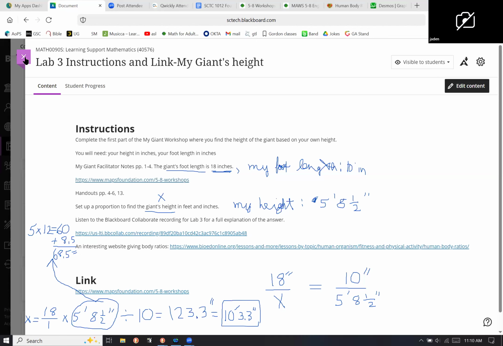It's not in any of my assignments or grade books. Okay, you're in the Math 90 class, correct? No, I'm in Math 12. You're in Math 1012? Yes, ma'am. Oh, okay. So the labs are only a requirement for the Math 90 students.